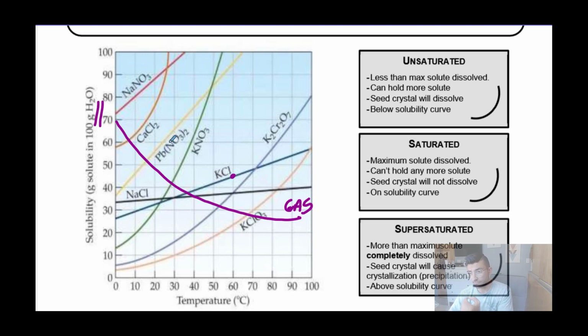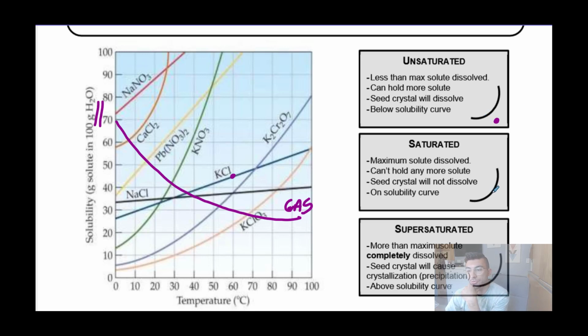If we're describing the solution as unsaturated, we're saying that there's less than the maximum amount of solute dissolved, which means the solution can hold more solute. That means I'm going to be somewhere underneath the solubility curve, underneath the line. Remember the seed crystal test: we wouldn't necessarily be able to look at the solution and say it's unsaturated, but if we try to add even one more crystal and that crystal dissolves, then we can conclude that the solution before was unsaturated.